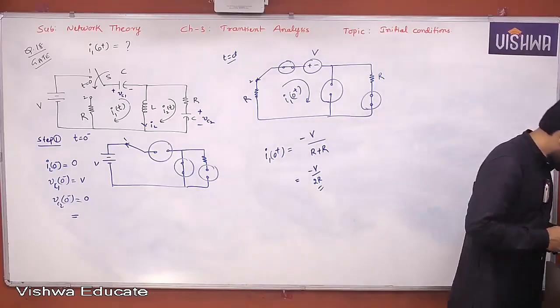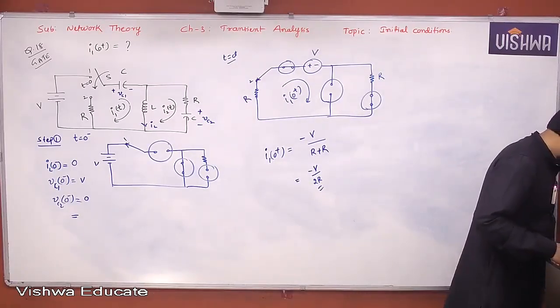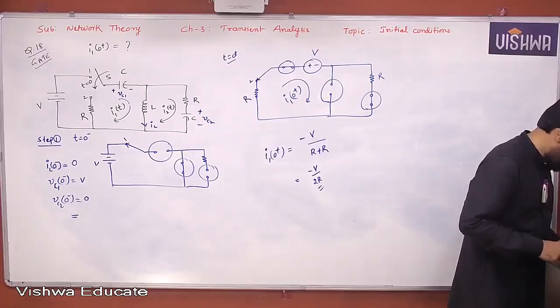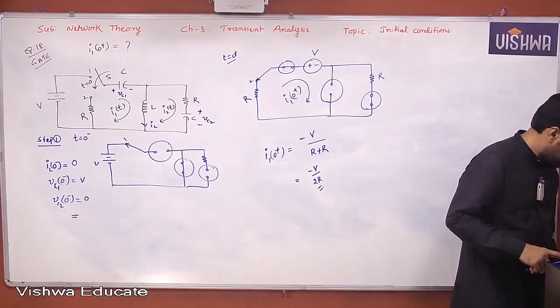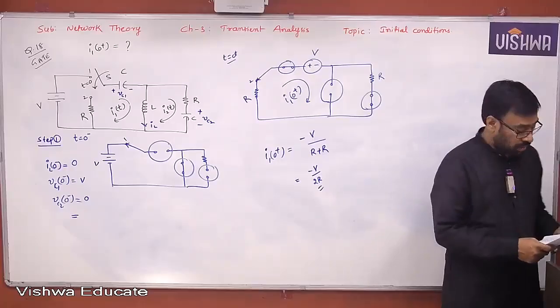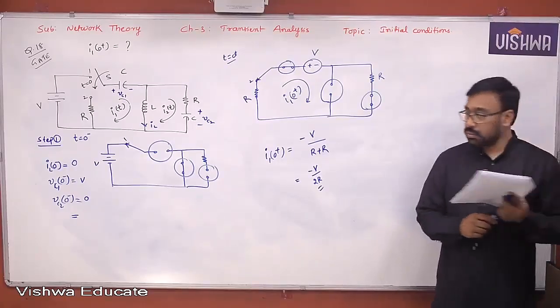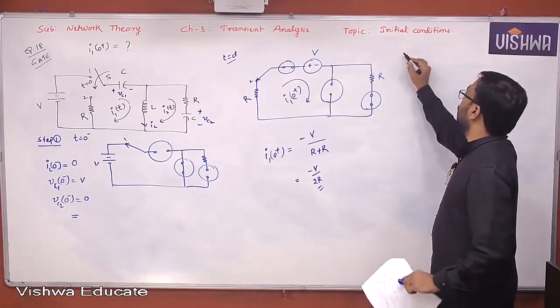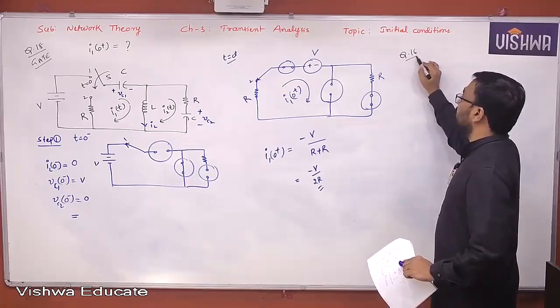Okay. The options are given already. Option A is correct. Minus V by 2R.